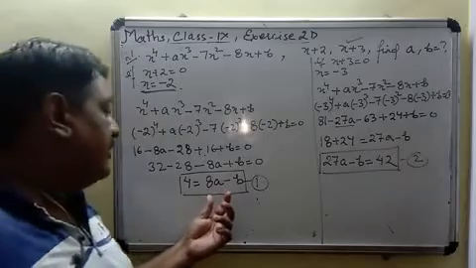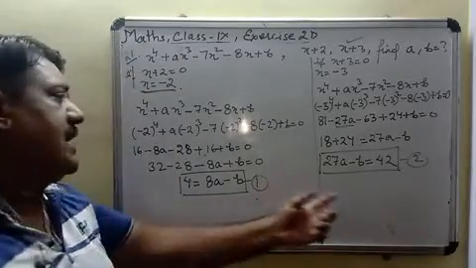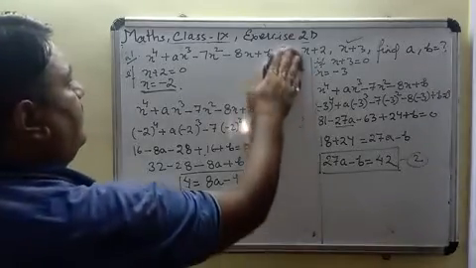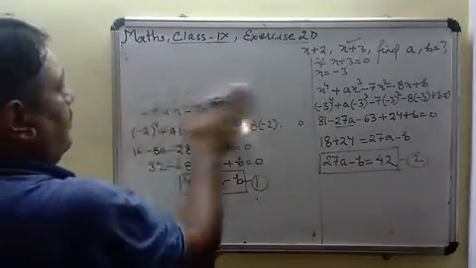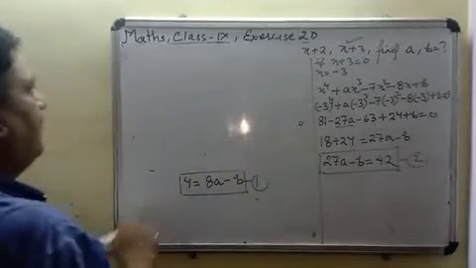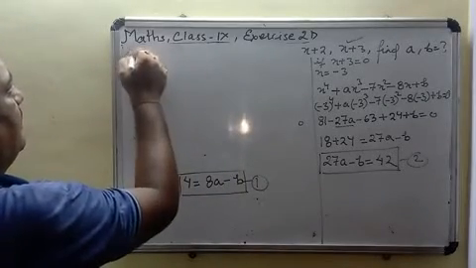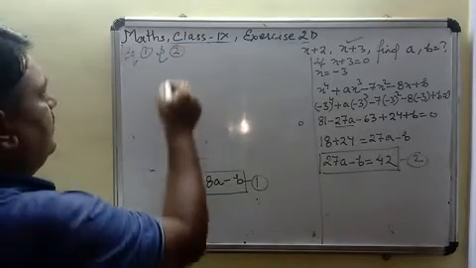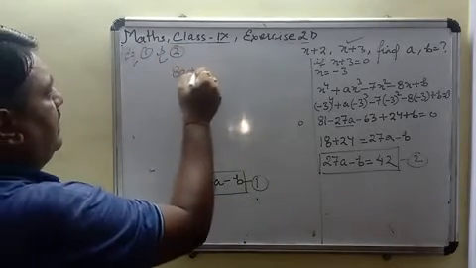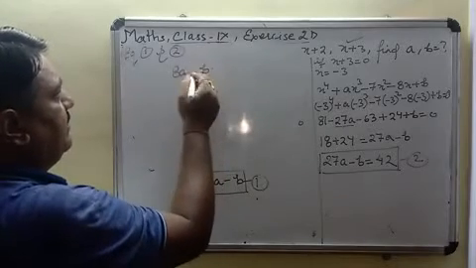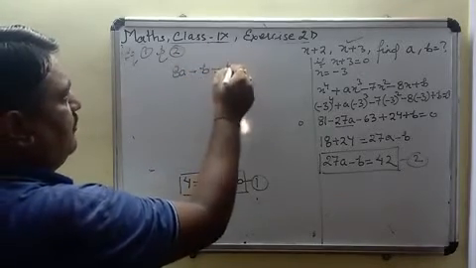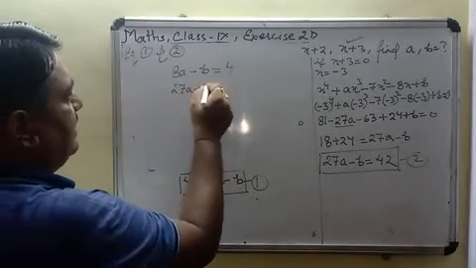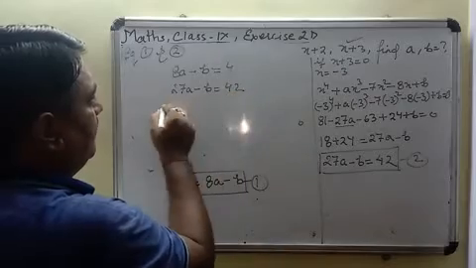Now we are going to solve these two equations in the form of a and b, and we will be getting our value for a as well as b. So the first equation is equation 1 and equation 2. We are going to subtract them. 8a plus b equals 4, and 27a minus b equals 42.